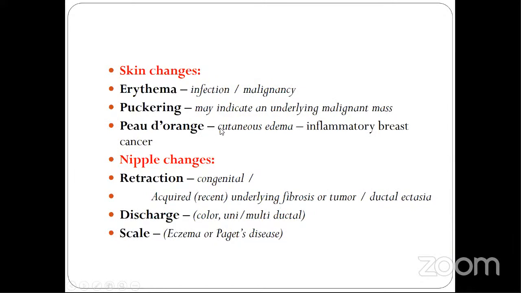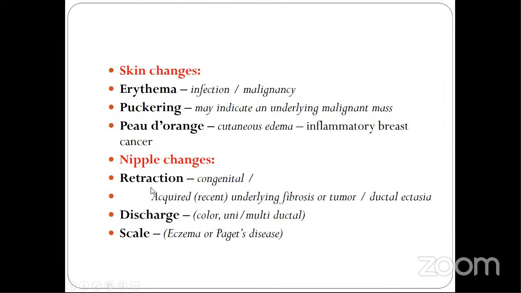We also have to look for skin changes, especially erythema, because it's one sign of malignancy. Dimpling or puckering indicates a malignant mass; erythema indicates infection or malignancy. We can diagnose or suspect breast cancer from the skin before you examine. You can suspect whether the patient has a malignancy or not. You're not sure, but you can suspect.